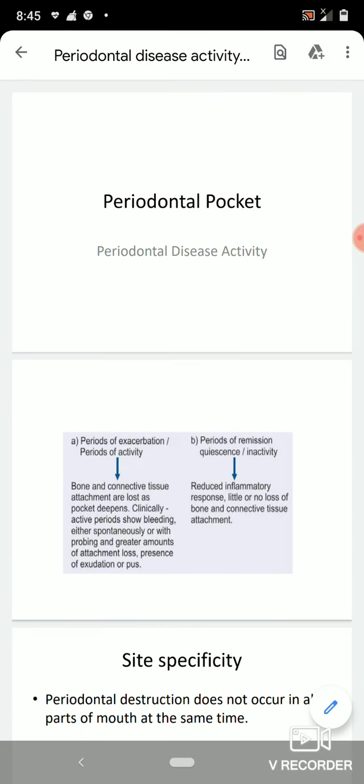Good morning, everyone. Today's topic for presentation is periodontal pocket and its disease activity. So, what is this periodontal pocket and disease activity?